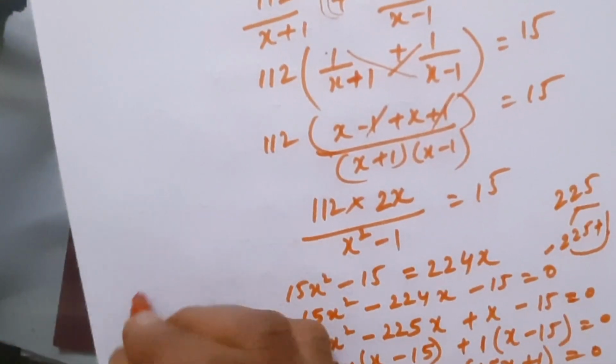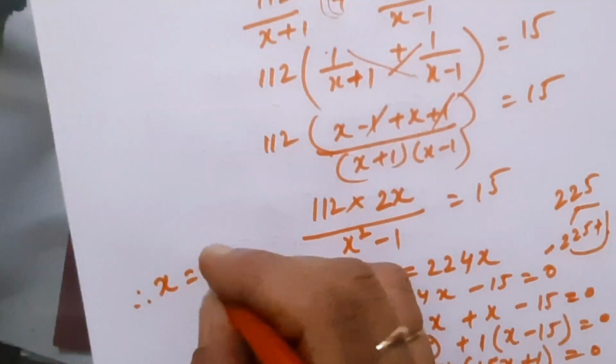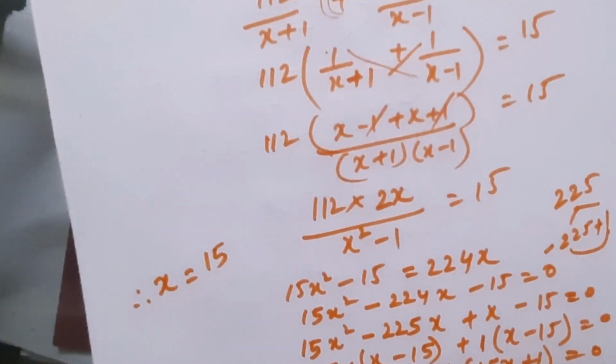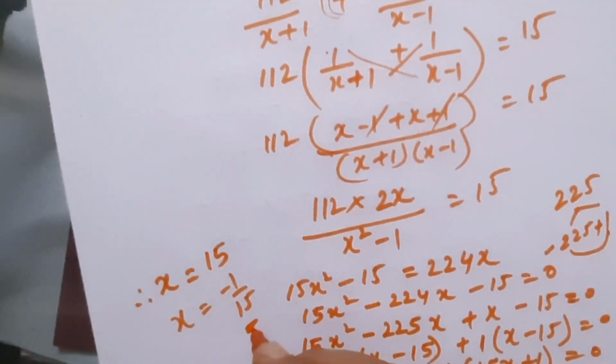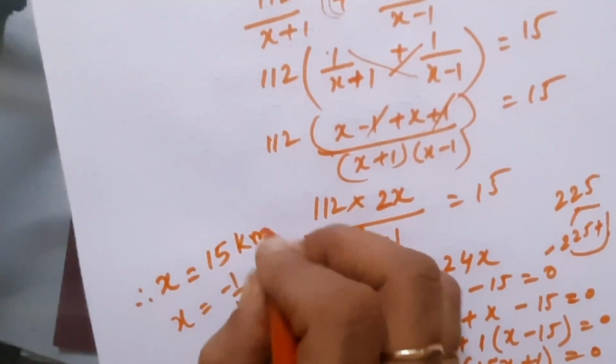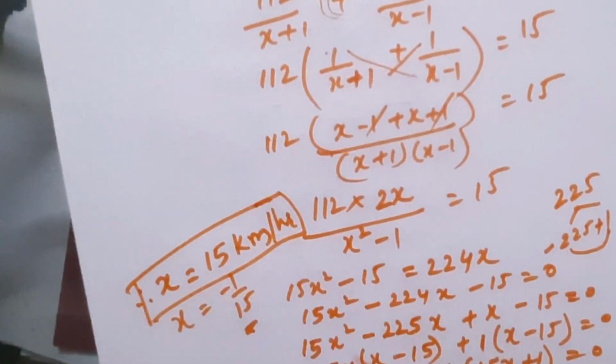Therefore, the value of x will be the opposite sign of this 15. So it's plus 15, and here it will be minus 1 upon 15. Speed cannot be negative. So the speed of the boat is 15 km per hour. So this is our final answer.